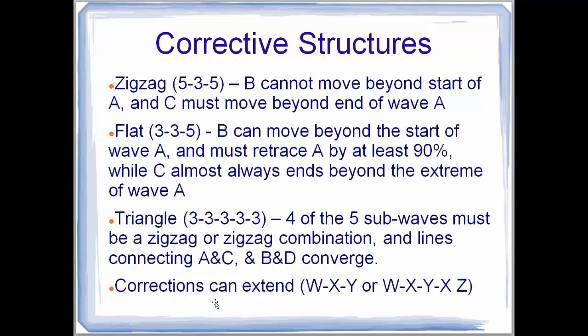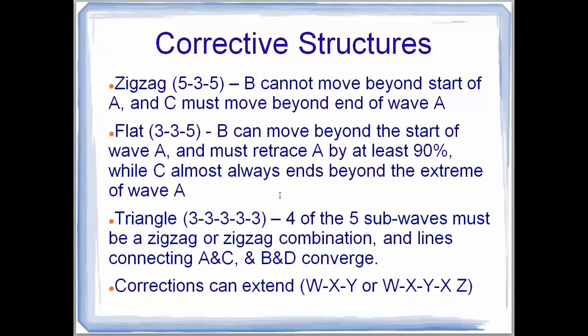And then one additional thing that can happen during corrections is you might get combinations of these three structures. And whenever you see that, there's a different labeling system that is used: WXY or WXYXZ. The main thing to remember about W's, X's, Y's, and Z's is that they must be a 3-wave something. In other words, they need to be one of these structures. I include triangles into what I refer to as a 3. When I typically talk about a corrective structure, I might refer to it as a 3.